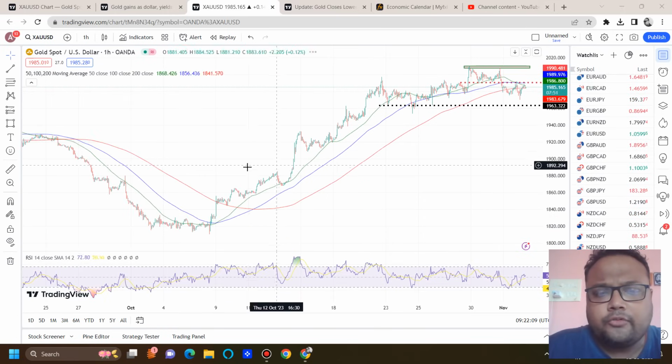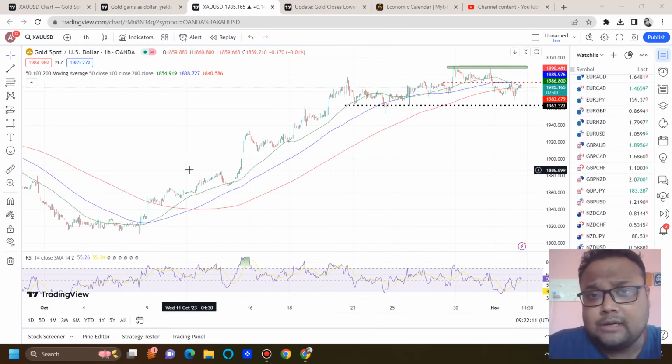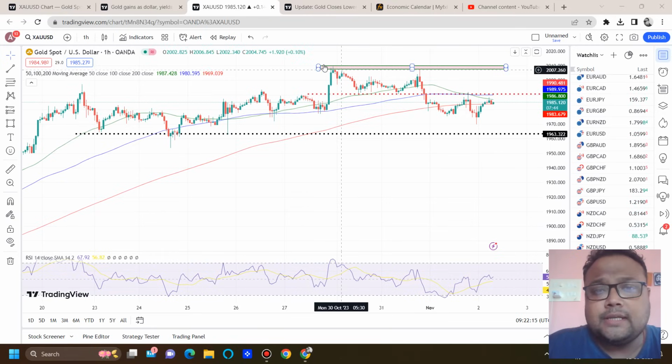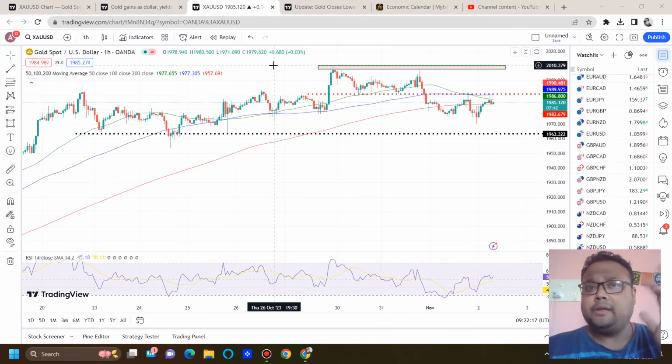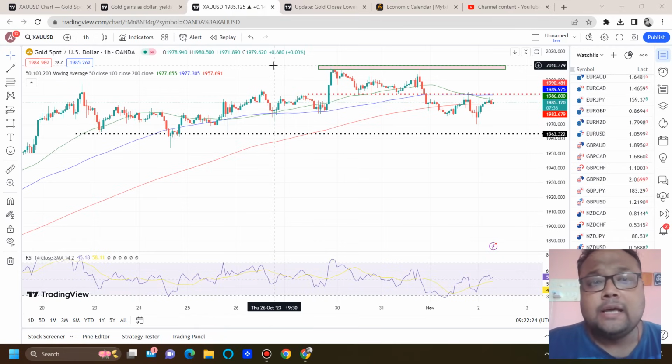If you look at the overall trend of the market, then obviously there is no doubt that the overall trend is very bullish. But if you look at the present trend of the market here, or if you're a day trader, then for you the market is sideways. So you need to plan your trades accordingly.